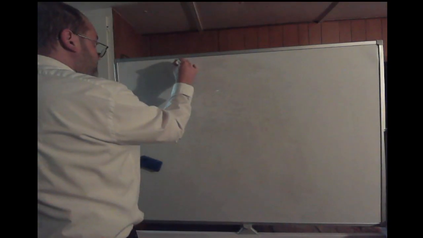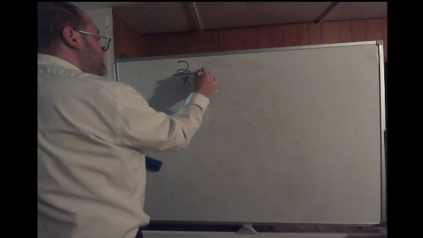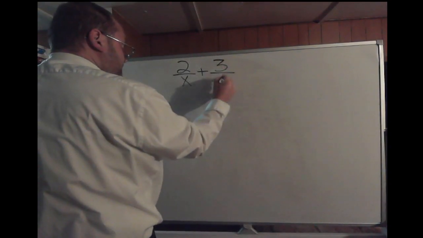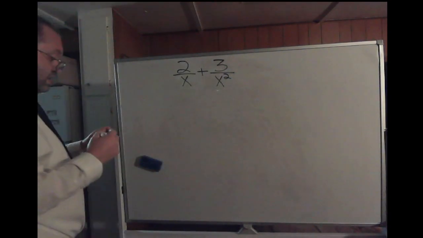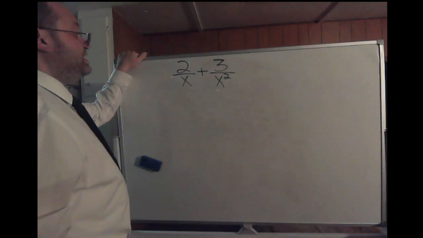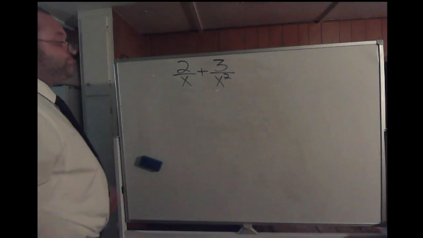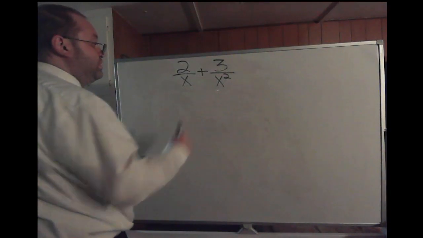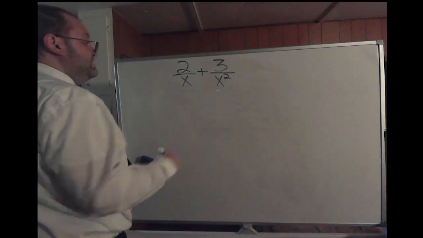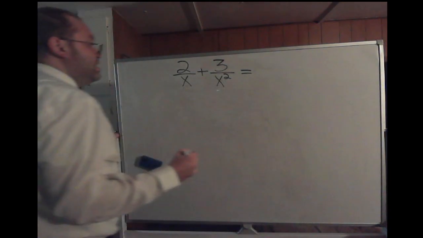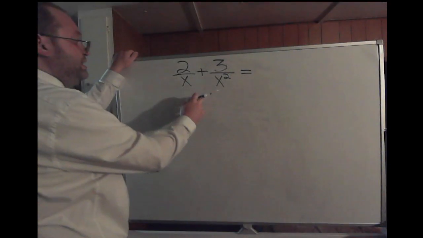Alright. Now it's a little bit different. We have 2 over x plus 3 over x squared. Well, all of a sudden now we have different denominators. We need to figure out the least common denominator between x and x squared. Well, it definitely looks like x squared would be your least common denominator.